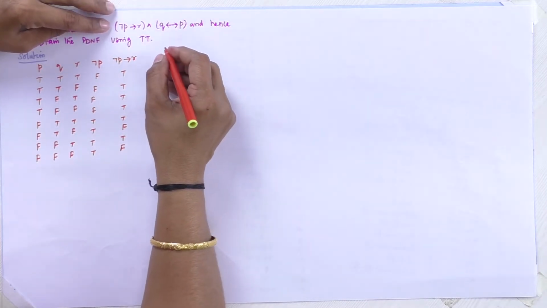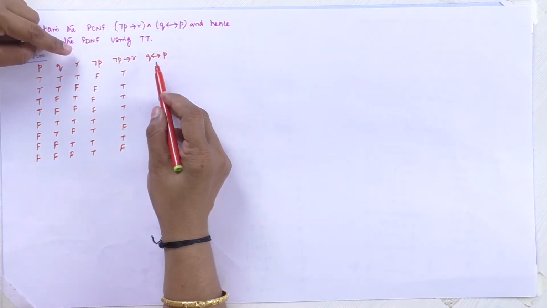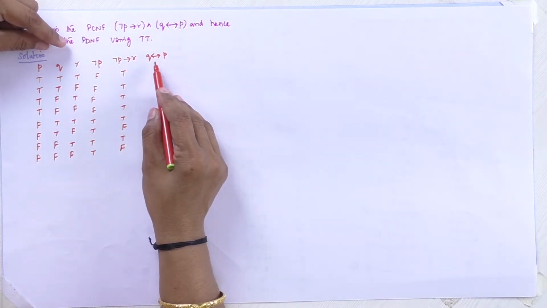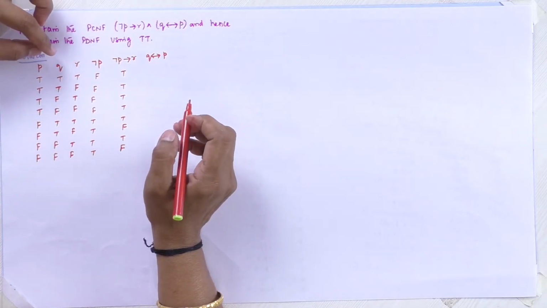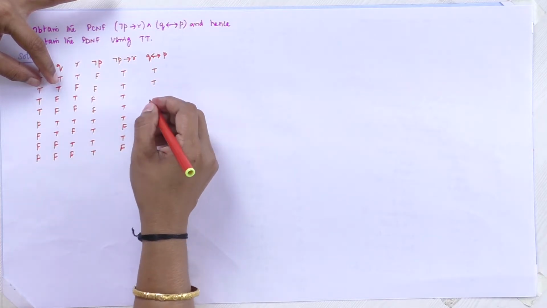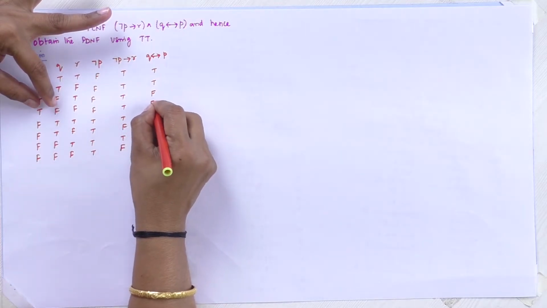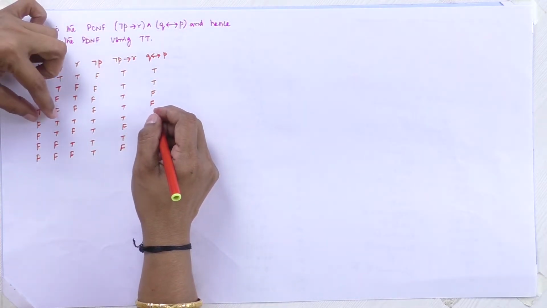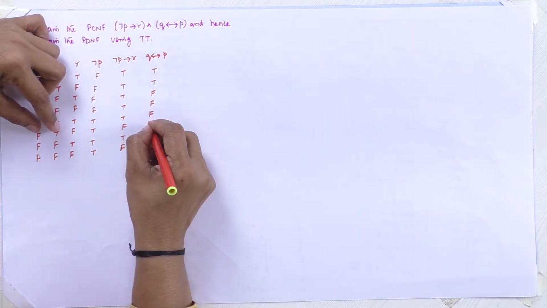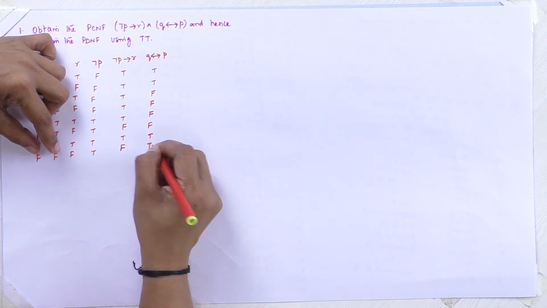And next I will have to find Q biconditional P. Q biconditional P means, if I have identical truth values for both P and Q, the truth value will be T. If not, it will be false. So for P and Q, identical truth value, yes, I have T. Here also identical, it is T. Here I don't have identical truth values, so it is F. Not identical, so F. Here also not identical, F. Not identical, F. And it is identical, T. Again identical, T.